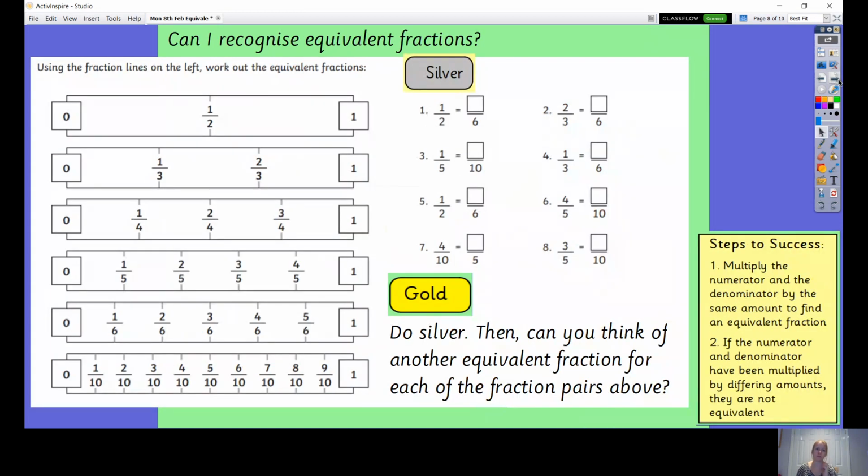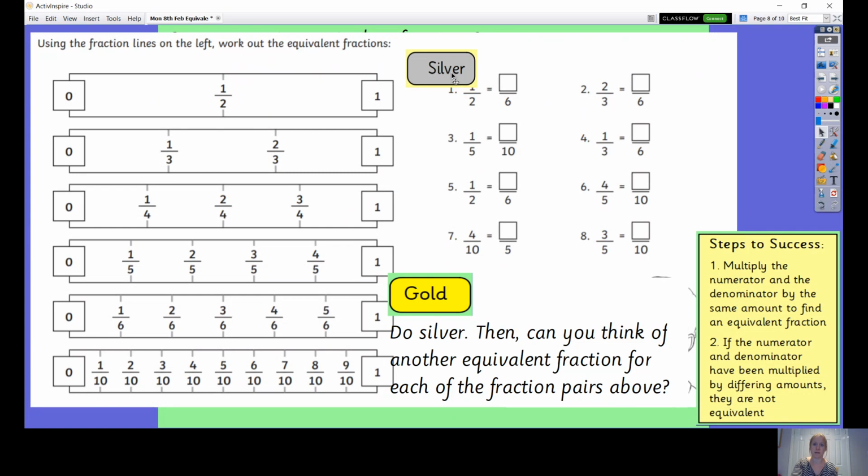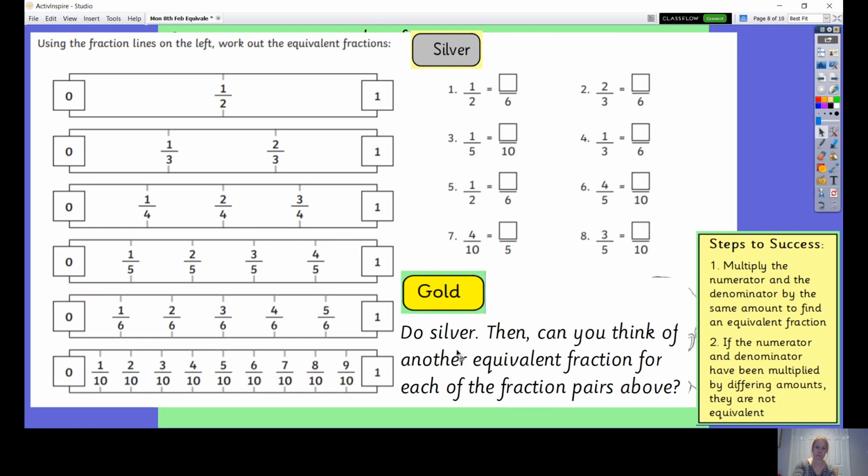So your task for today, we've got silver and gold on the same page today because you need the same sheet for them. And I've made it as giant as I can. You need to fill in these equivalent fractions. I've put this here to help you. It may help you or it may just confuse you. Sometimes diagrams like that confuse me and sometimes they help. So just ignore it if it doesn't.